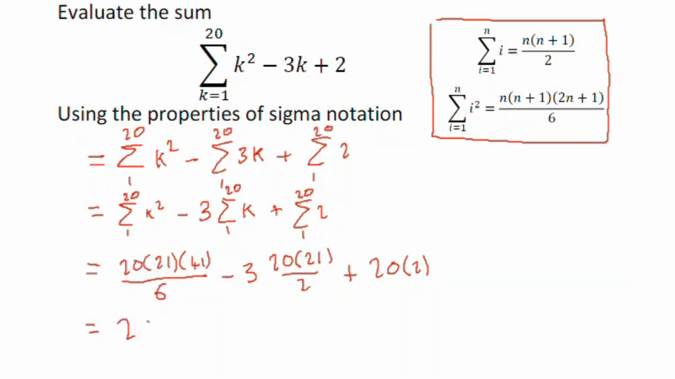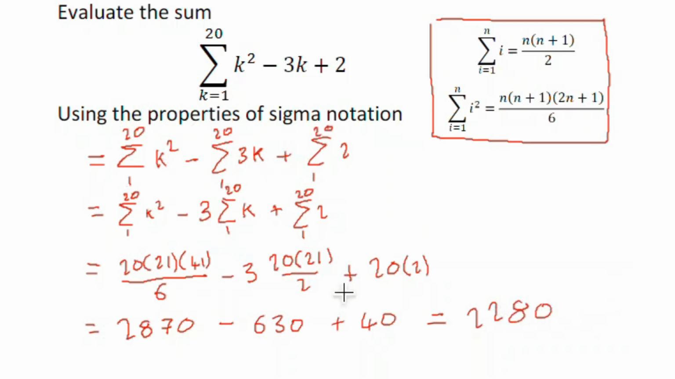For this one we get 2,870. For this one we get 630. And for this one we obviously get 40. And combining those we get a final answer of 2,280.